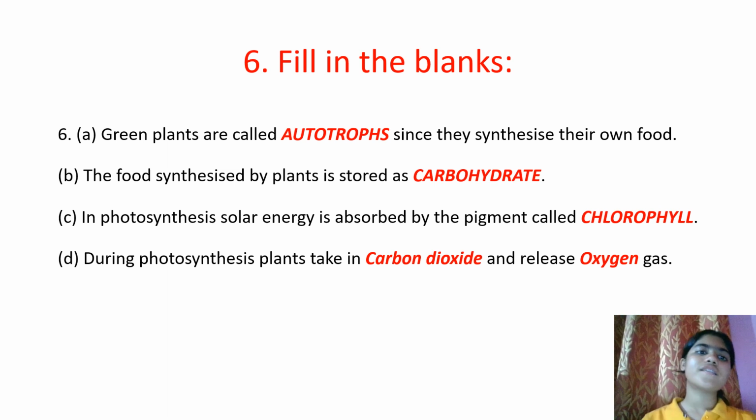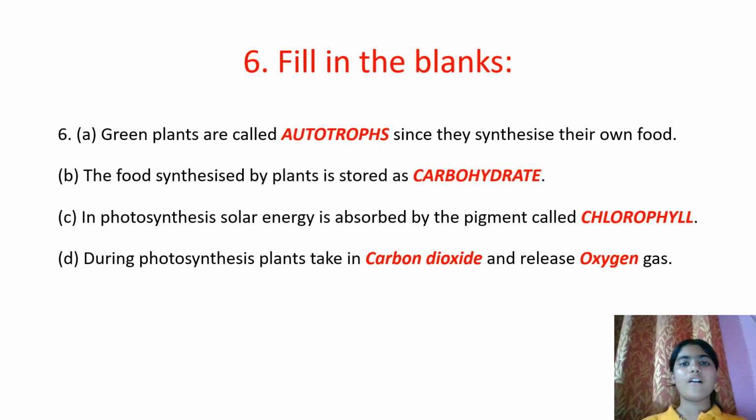Fill in the blanks. Green plants are called autotrophs since they synthesize their own food. The food synthesized by plants is stored as carbohydrate. In photosynthesis, solar energy is absorbed by the pigment called chlorophyll. During photosynthesis, plants take in carbon dioxide and release oxygen gas.